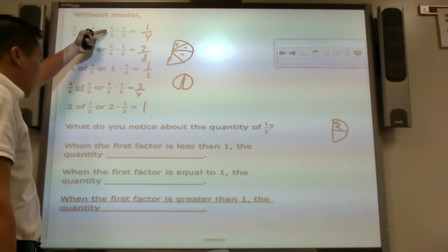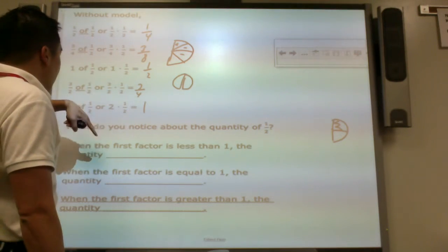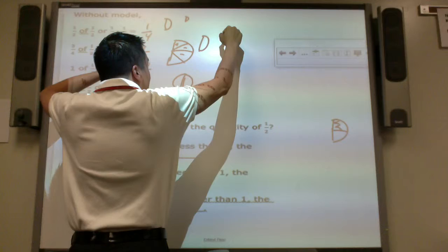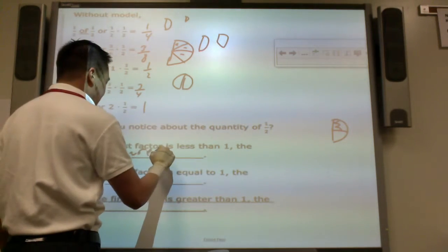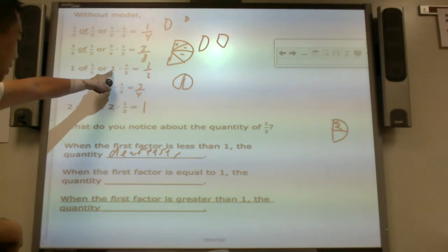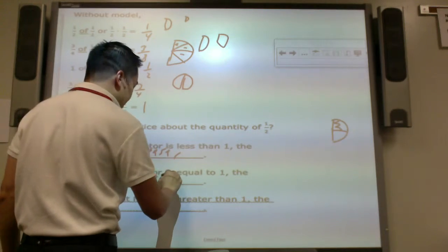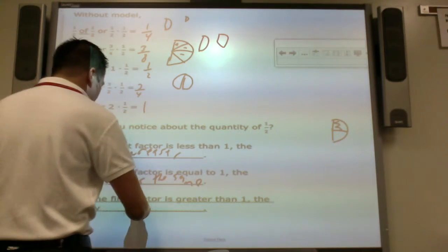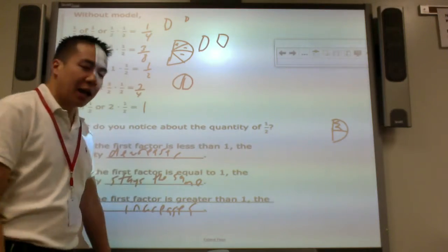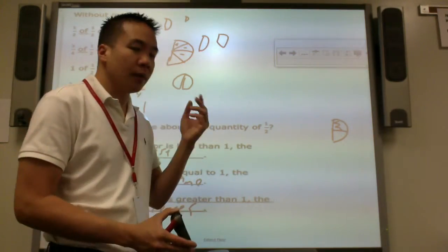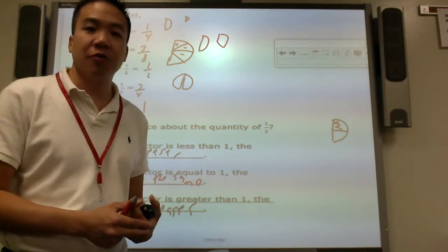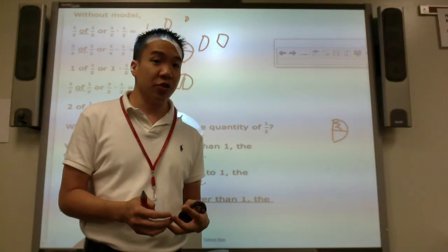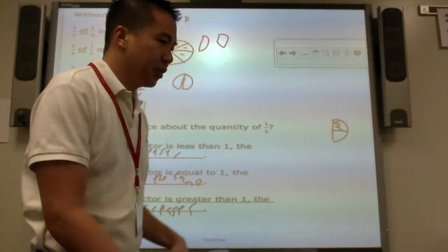When the first factor, like 1/2 or 3/4, is less than 1, the quantity decreases: a half becomes a fourth, and a half becomes 3/8. When the first factor is equal to 1, the quantity stays the same. Nothing happens. When the first factor is greater than 1, like 3/2 and 2, it increases. So when the first fraction is very small, less than 1, you're shrinking it. When the factor is larger than 1, you're expanding it.